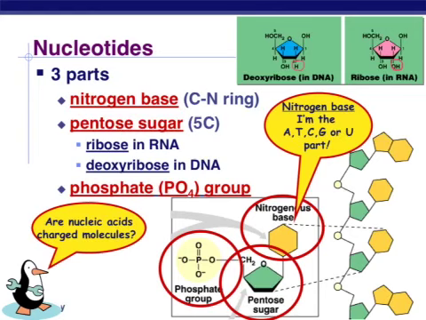And of course, the phosphate group looks like all the other phosphate groups we've seen. It is a phosphate double bonded to one oxygen and single bonded to 3 other oxygens, the overall molecule being negative, making it charged. So are nucleic acids charged molecules? Yes, they are. And they're charged primarily because of this phosphate group. The charge on that, by the way, is negative. This becomes important when we talk about how we can use DNA in biotechnology.